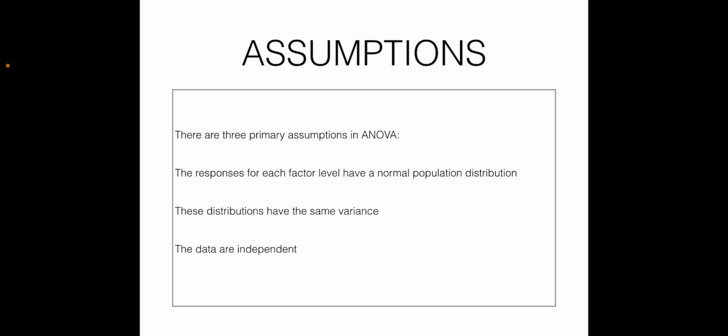So there are some assumptions when you want to use ANOVA. There are three primary assumptions in ANOVA. The responses for each factor level have a normal population distribution. The second assumption is that these distributions have the same variance, and the third assumption is that the data are independent from each other.